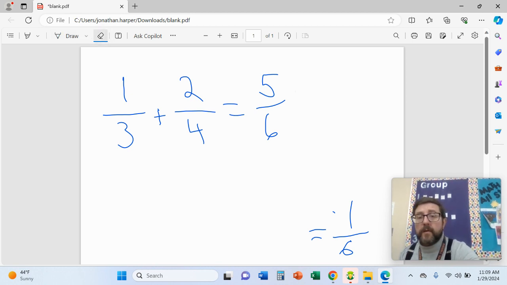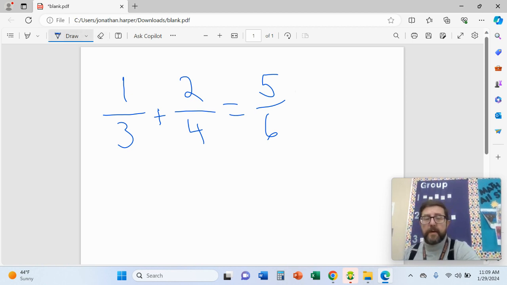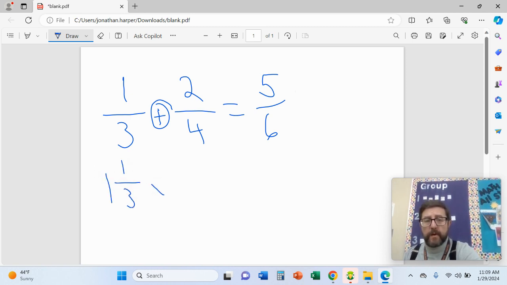Okay, so finally, what I showed you here, this plus, you can change that to anything. It can be plus, minus, multiplication, or division, and they all work the same way. Okay, so now this is one other one that I'm going to show you. 1 and 1/3 times, let's not do times, let's do plus. It doesn't matter what operation you do here because they're all the same.